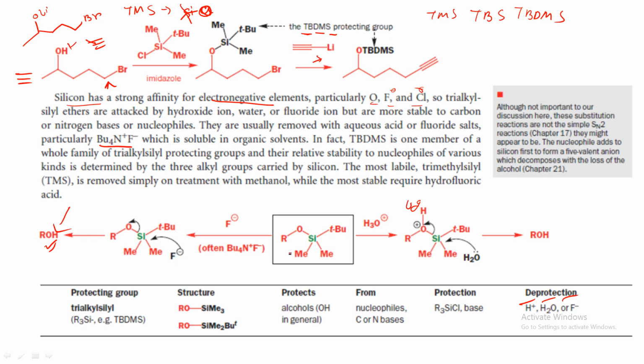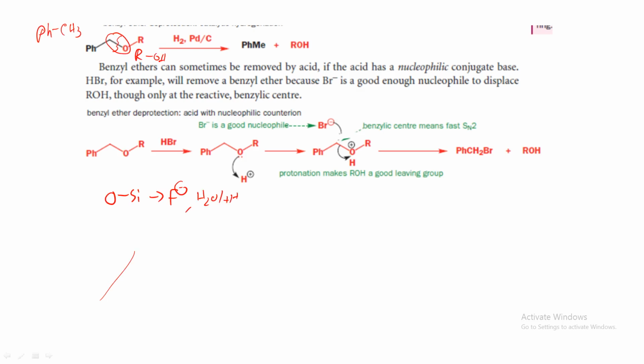You can also use acidic conditions, and chloride can also be used sometimes. And here you can see H3O plus. At first this particular oxygen is protonated with H plus, in acidic media, so we are using aqueous acid. Then water can easily attack the silicon, and this particular oxygen-silicon bond can be broken. That's how the deprotection works.